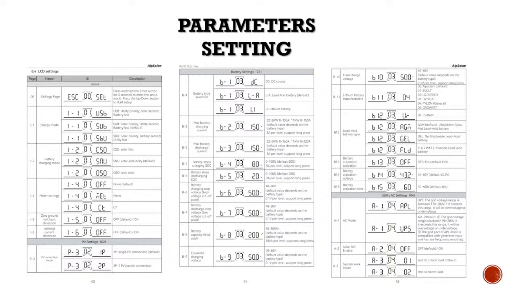So the battery charging voltage is for if you are using a lead acid battery. You want to set the voltage at which you want it to charge, and the voltage at which you want it to discharge. This is for lead acid battery. You want to put the capacity of the battery. It is rated in amps, 100 amps, 220 amps. So you can set the capacity of your lead acid battery there, and then equalized charging voltage.